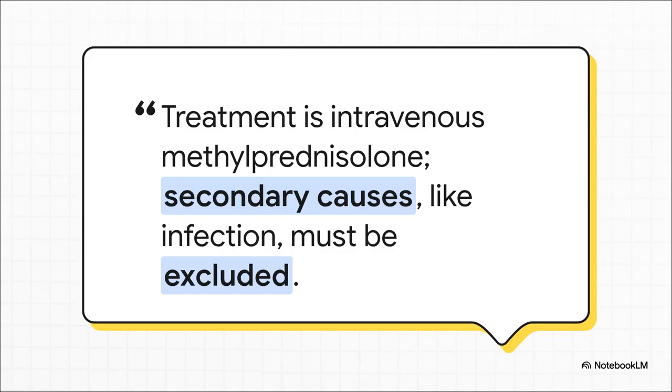So treatment is all about stopping that inflammation, and we usually do that with high-dose IV steroids. But, and this is a really critical point, you absolutely have to rule out infectious mimics first. Things like varicella zoster, syphilis, even HIV can cause a myelitis that looks just like this, and treating one of those with steroids could be a total disaster.